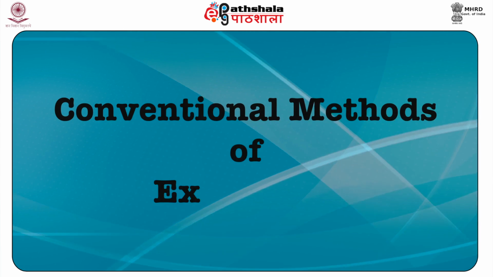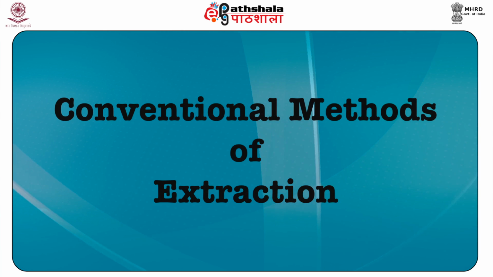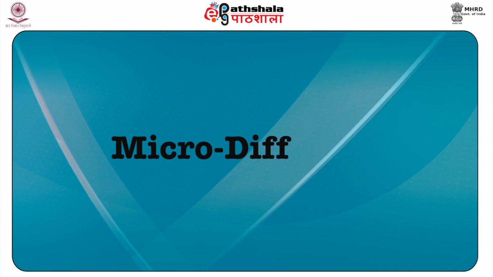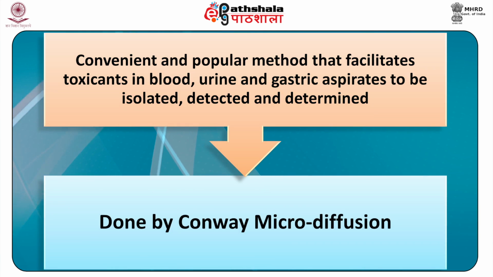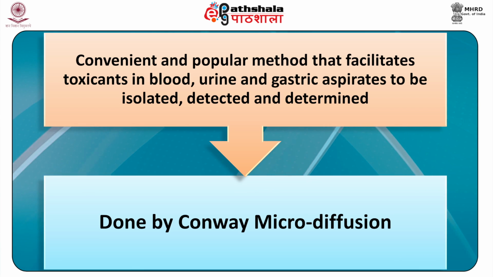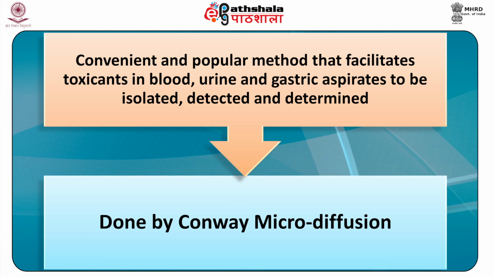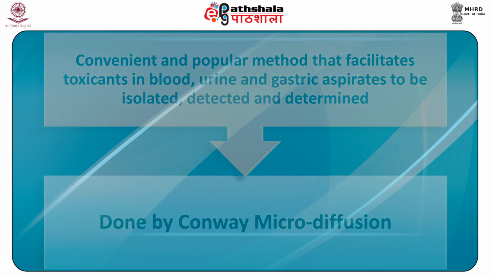Here we will start with the conventional methods of extraction. Starting first is microdiffusion. Microdiffusion is a convenient and popular method that allows toxicants, that is gaseous and volatiles, in blood, urine and gastric aspirates to be isolated, detected and determined. This is done by Conway microdiffusion.